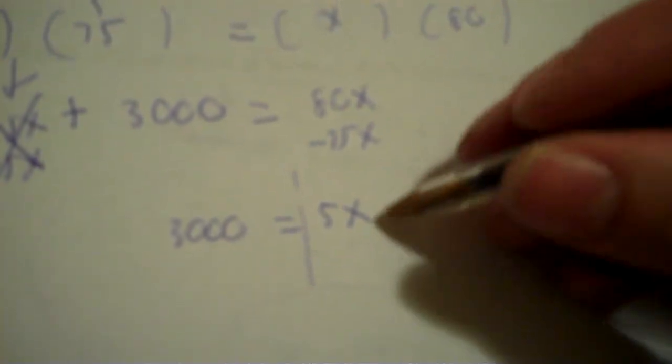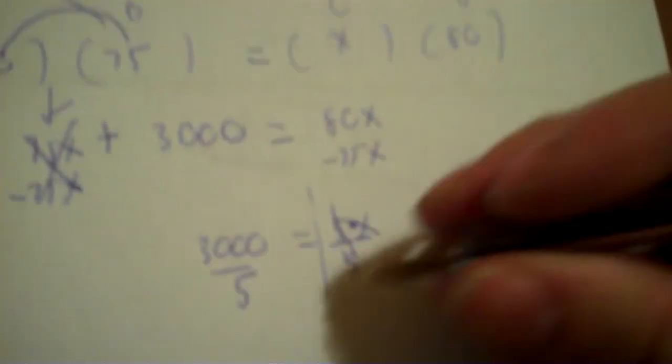So x is over here, and the operation is times 5. So to solve the times, I need to divide. 3,000 divided by 5 is 600. Now come up here and replace those both with 600. So 600 plus 40 is 640 miles, and then 600 miles here.